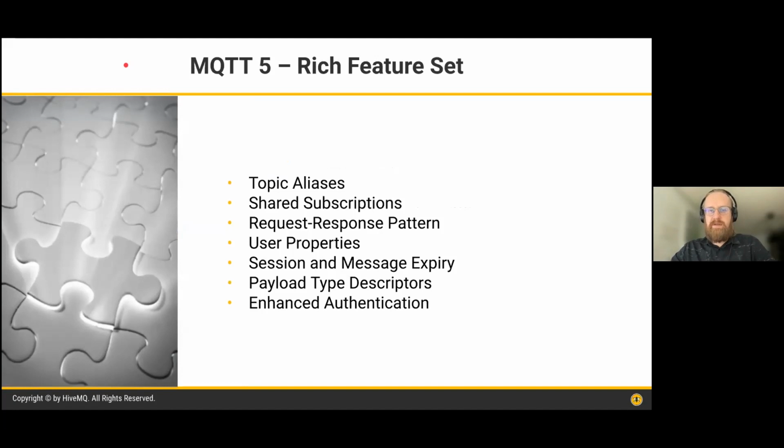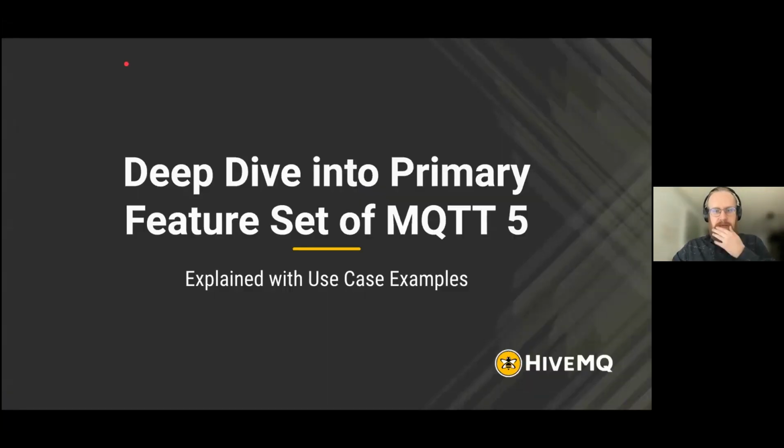Now, here are the example features of MQTT 5 that we are going to be talking about today: topic aliases, shared subscriptions, the request-response pattern, user properties, session and message expiry, payload type descriptors, and also enhanced authentication. My goal is to show you how these specific features are actually already being used today in real use cases in the real world. So I'm trying to stay as close as possible to reality here, sharing my experience gained from supporting our customers. So let's start with this deep dive, and I'm also looking forward to hearing your comments and questions afterwards.